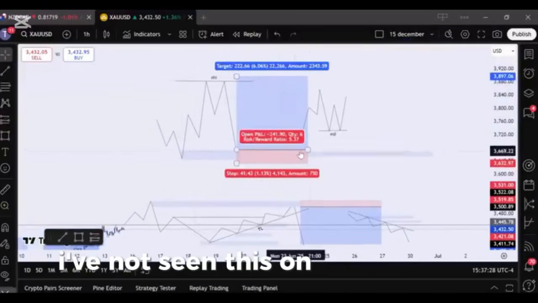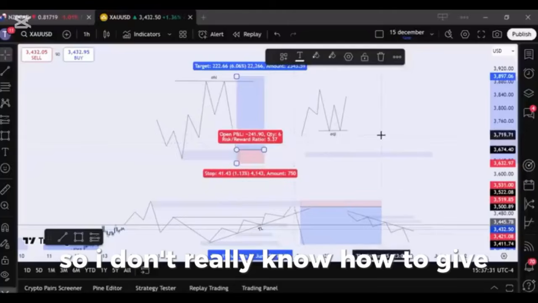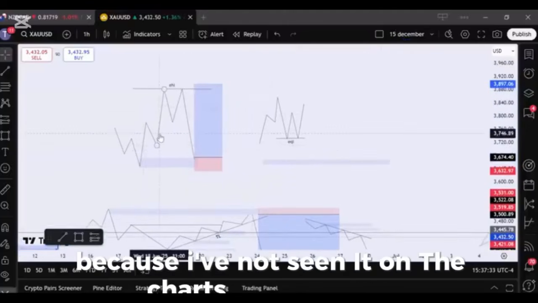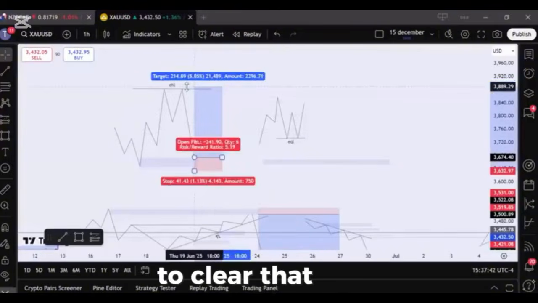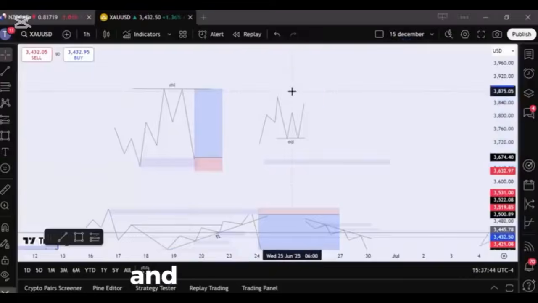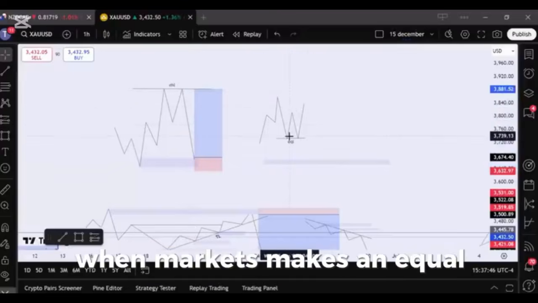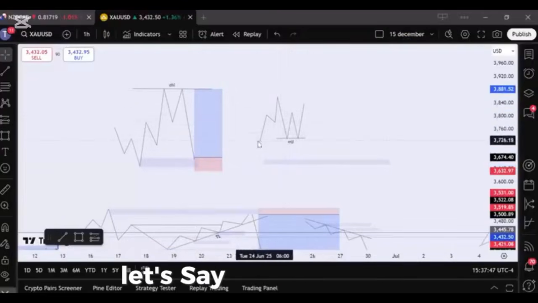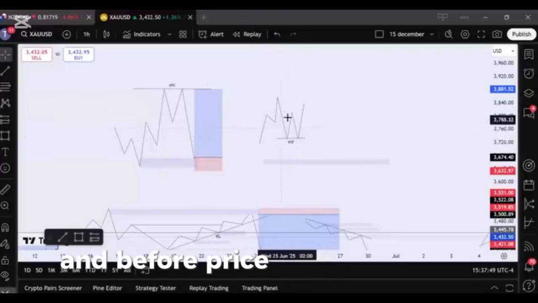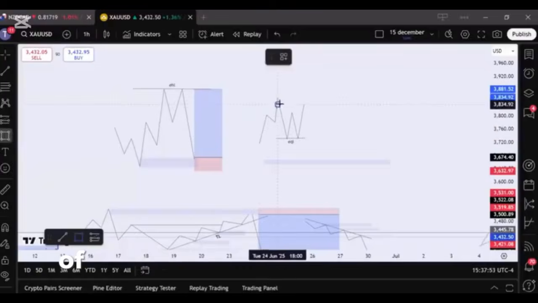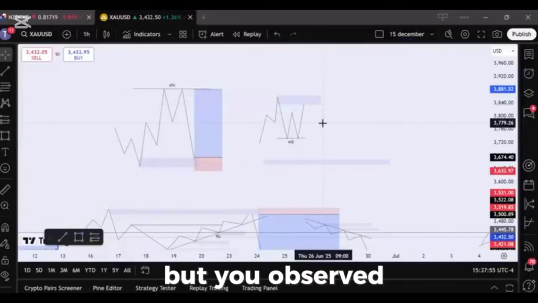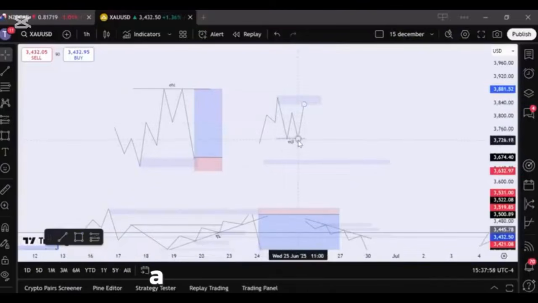Like I said, I've not seen this on the chart for like 2 years, so I don't really know how to give the chart example here because I've not seen it on the charts for 2 years. I've only used it twice in 2023. Same thing as this, so this is where your take profit level will be to clear that equal highs liquidity. And same thing as this, when market makes an equal low, and let's say you are bearish, and before price approaches your bearish POI, let's say your bearish POI is here, you are still skeptical of where to keep your take profit level, but you observed and saw that market gave you an equal low, a relative equal low.